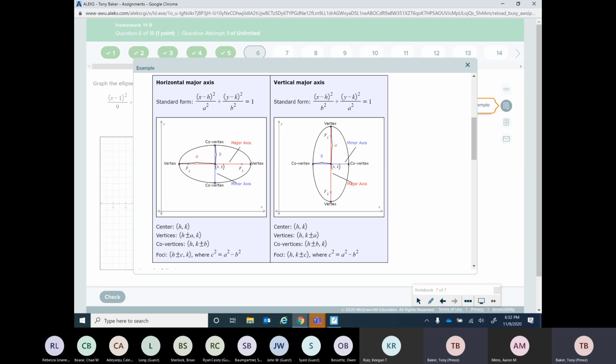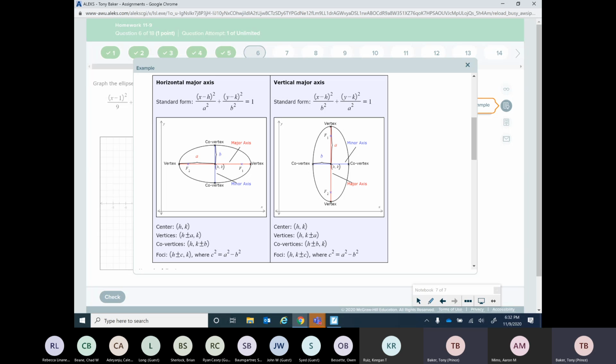Your vertices, which are the endpoints of the ellipse: on the horizontal one, you're adding the a to the h. On the vertical one, you're adding the a to the k. The co-vertices, the opposite ones, the minor ones, you do the opposite. You add the b to the k for the horizontal one and the b to the h for the vertical one. So you're always adding the letter to the variable that it's above. So the a is being added to the x, the b is being added to the y. And for the vertical axis it's the opposite: the b is being added to the x, and the a is being added to the y.